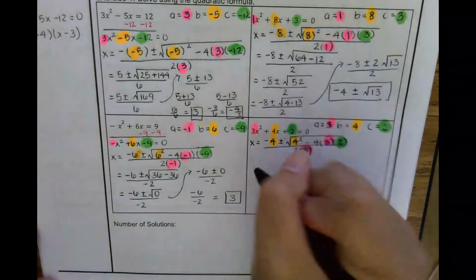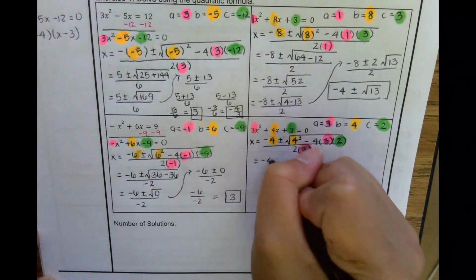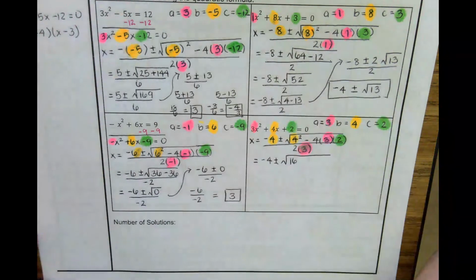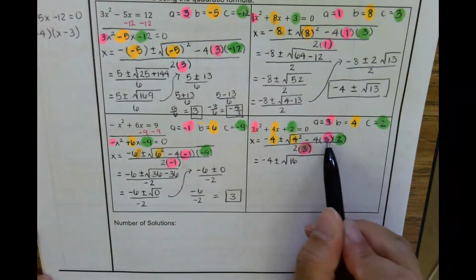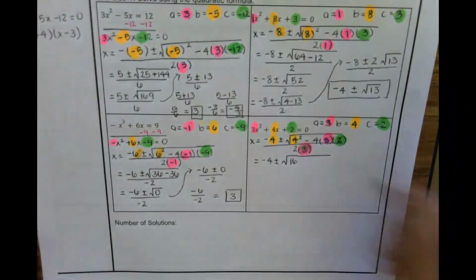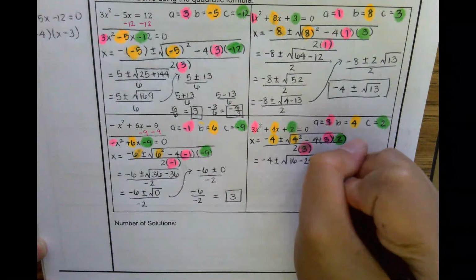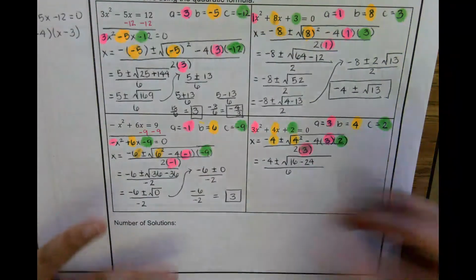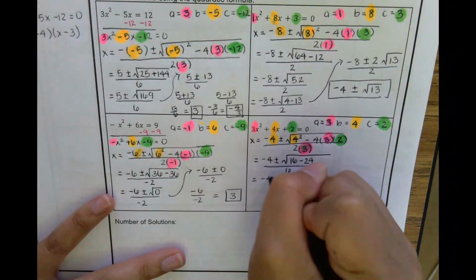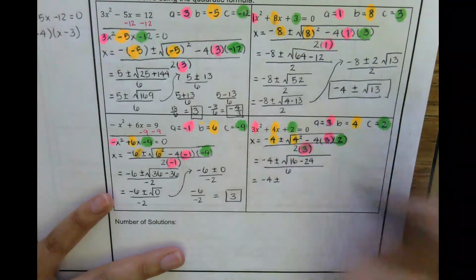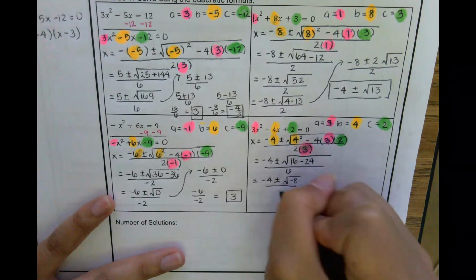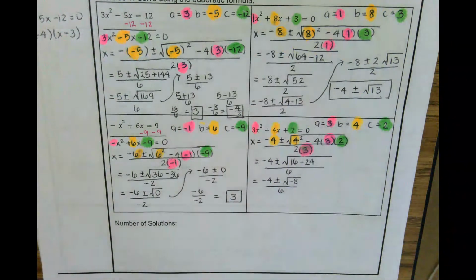Okay, so let's simplify. Negative 4 plus or minus 4 squared is 16. Negative 4 times 3 is negative 12. Negative 12 times 2 is negative 24. And then 2 times 3 is 6. Okay, 16 minus 24 is negative 8. Oh, look, we have a negative inside a square root.